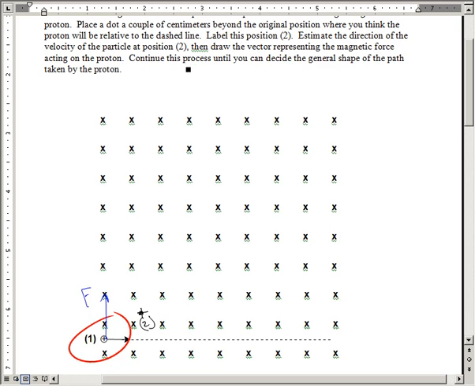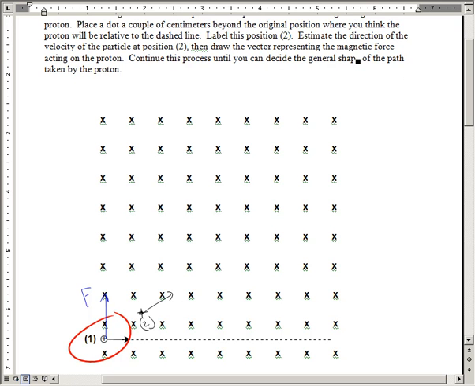Estimate the direction of the velocity of the particle at position 2. Well, let's see. Before it was moving to the right, it was given a little kick upwards, so it's going to still be moving upwards because of its inertia. It's now going to be moving up and to the right. Okay, so there I got that.